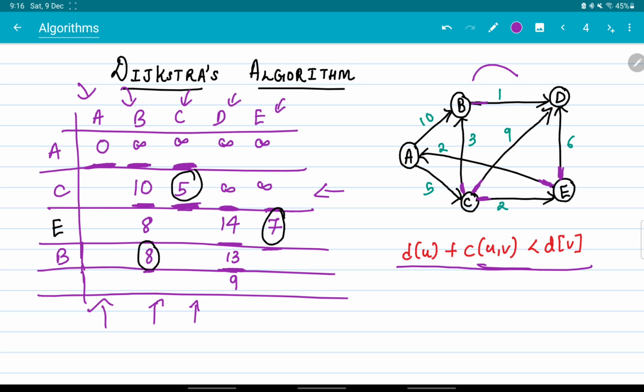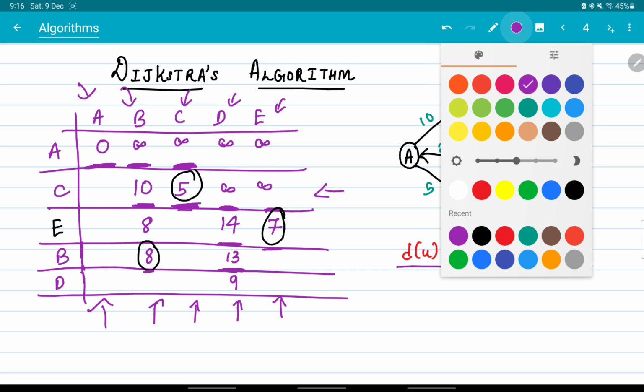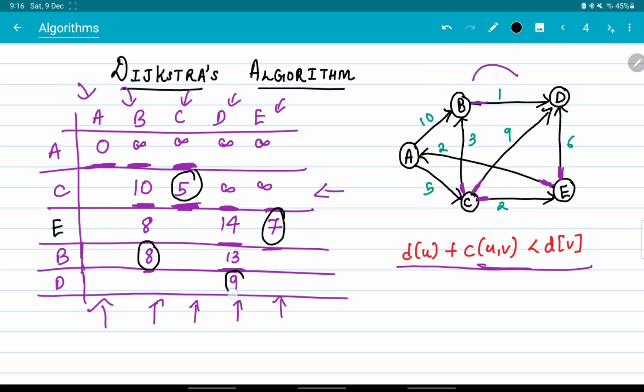Should I do that for C? No, because it is already visited. Here is the value of D. This is now my new visited vertex. And should I update for E? Again, no, because it is already a visited one. So now I have got one more value, that is 9. Okay, so here I can stop my problem.